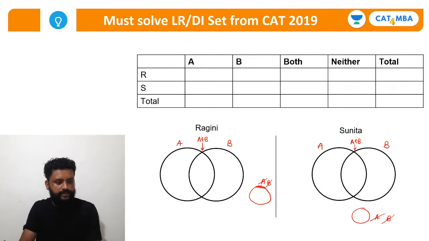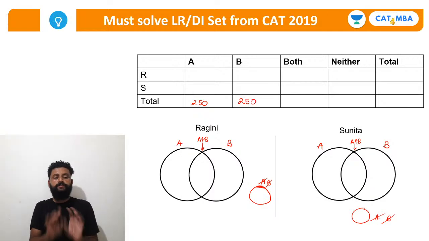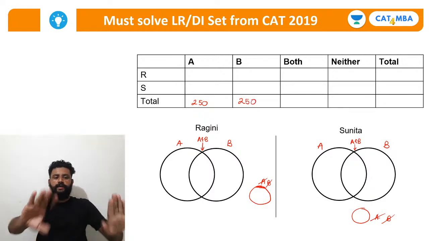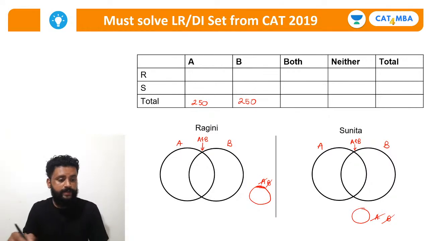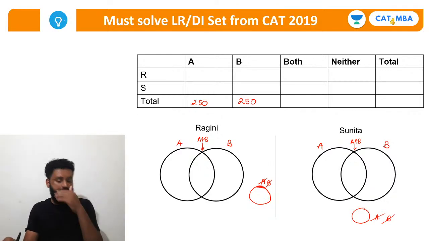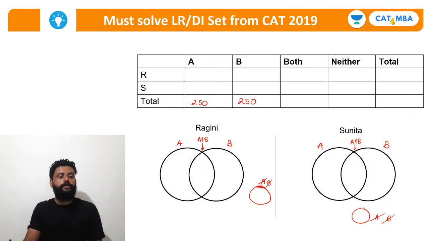So 250 supported A and 250 supported B. It doesn't mean this 250 and that 250 are separate. It may be that 100 of this 250 are on the other side too. There can be a common overlap here. Okay, these 250 need not be different, there is no compulsion. It can be that there are only 300 people, with 250 here, 50 here, and 200 in B. Then there can be overlap between A and B here.